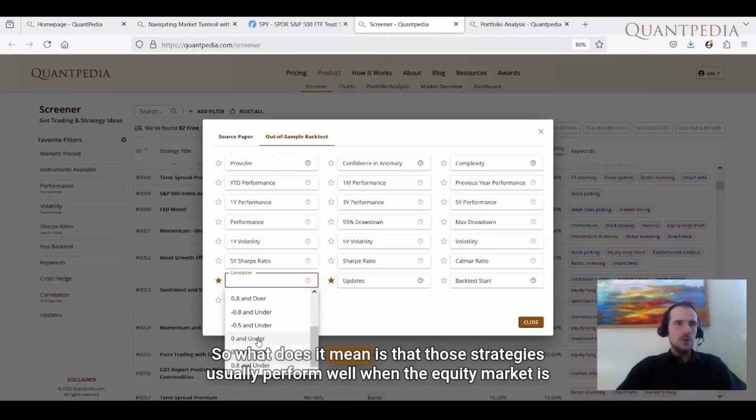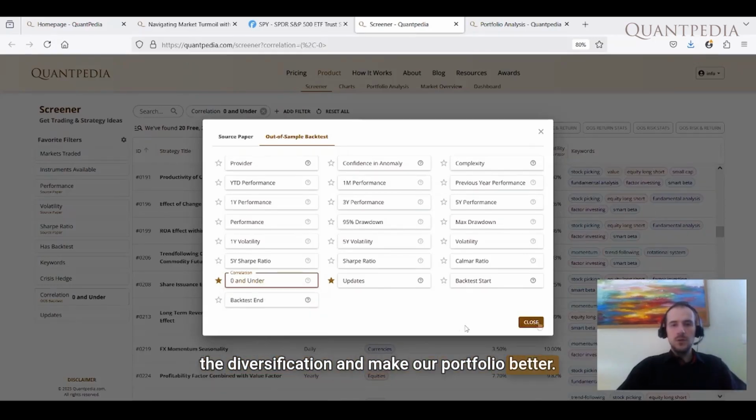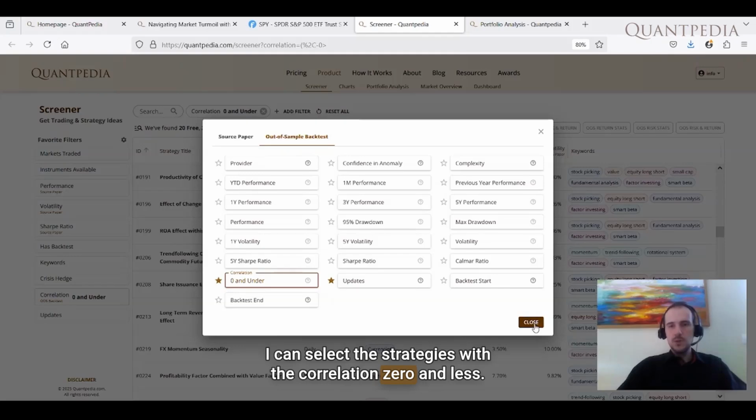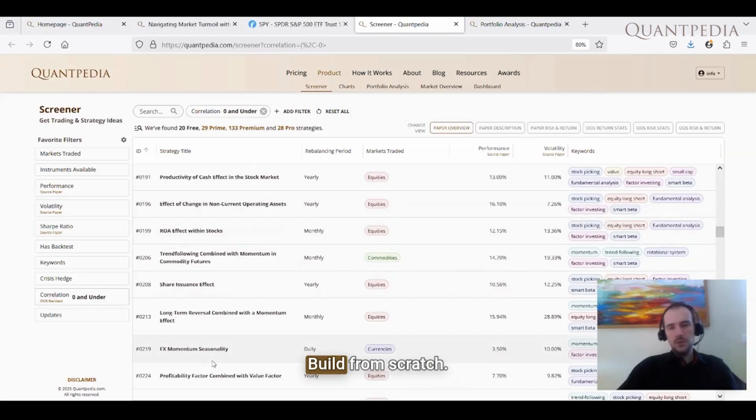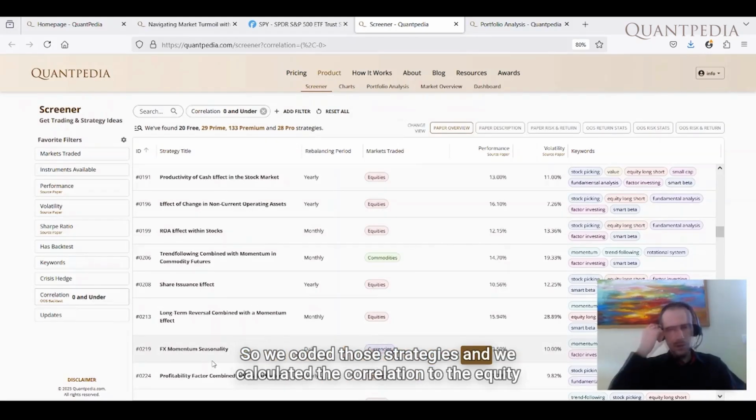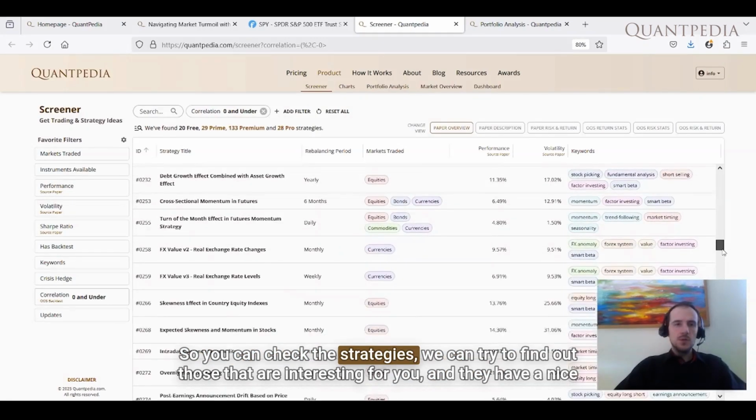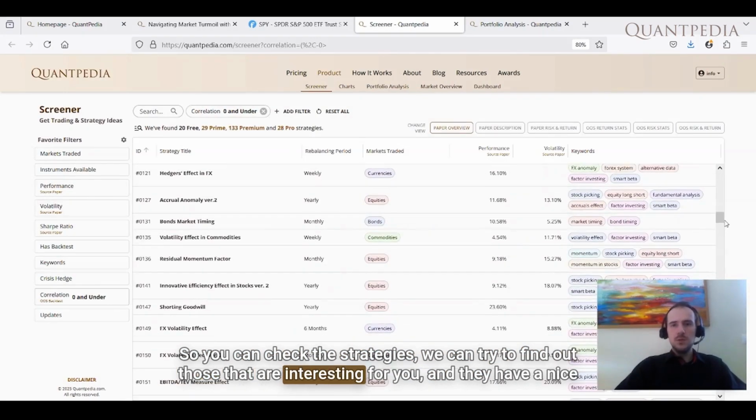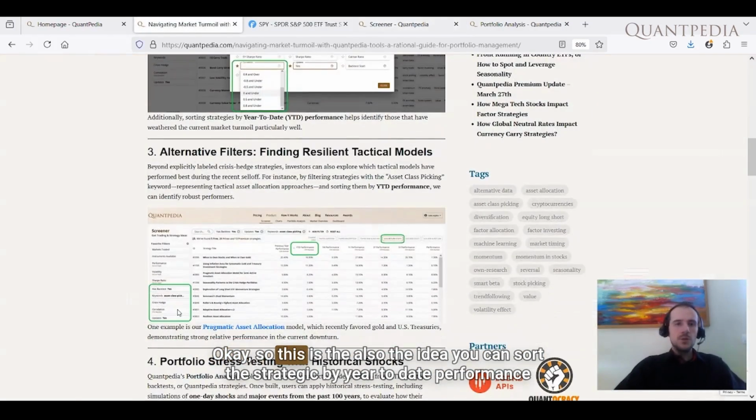What that means is that those strategies usually perform well when the equity market is not performing well, and once again they are a good addition to the overall portfolio and they can increase diversification and make your portfolio better. I can select the strategies with a correlation of 0 or less. Once again, we have around 150 strategies, and those strategies are built from scratch. We coded those strategies and we calculated the correlation to the equity market based on the out of sample backtest. So you can check the strategies, and try to find those that are interesting for you and have a nice performance over the last 3 months or last month. Okay, so this is also the idea.